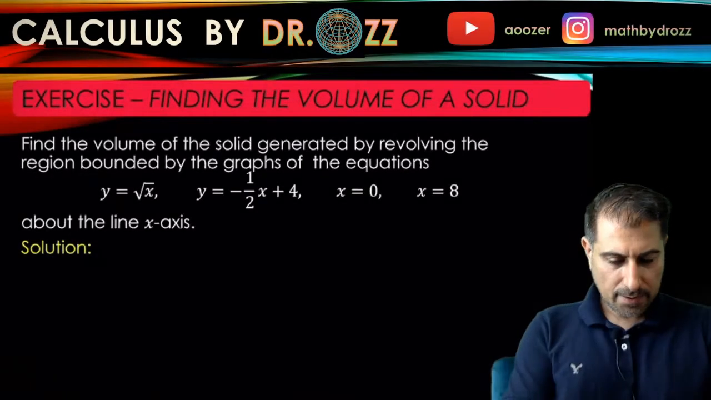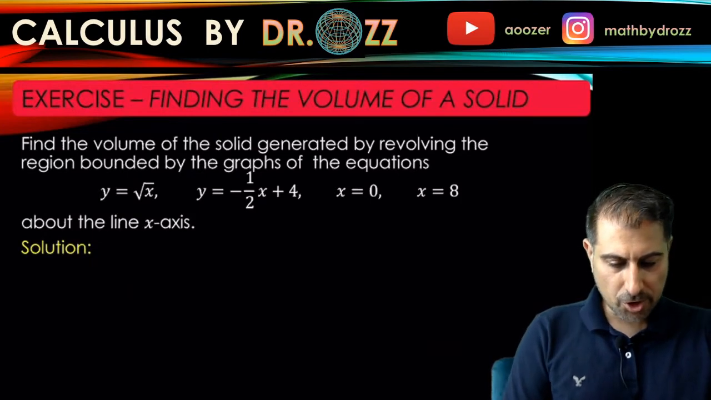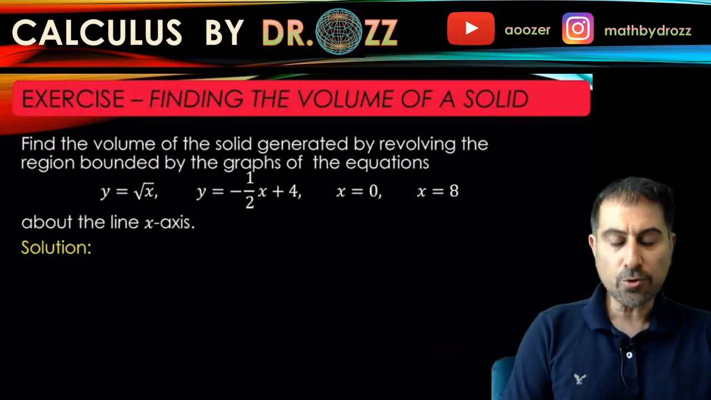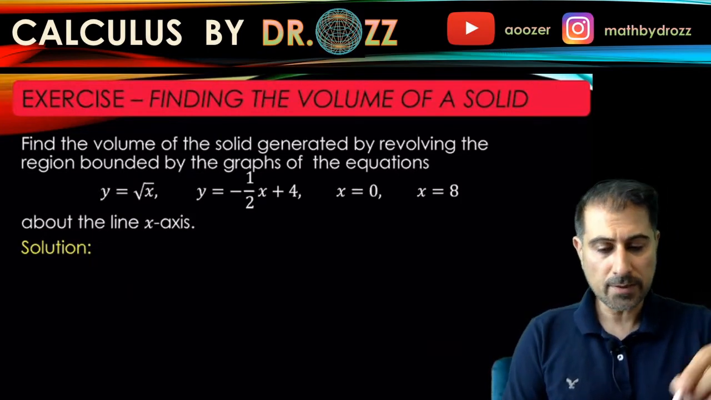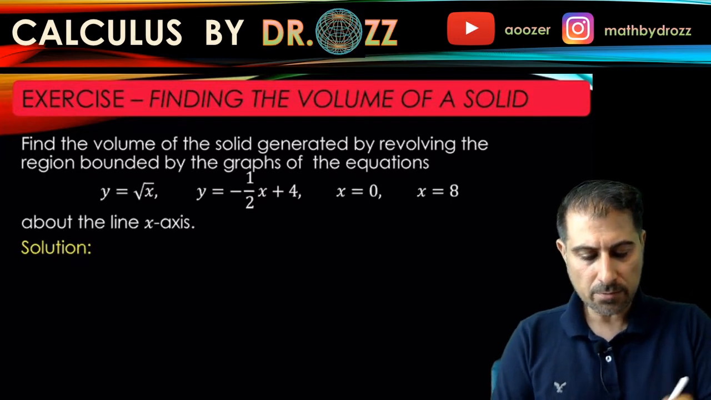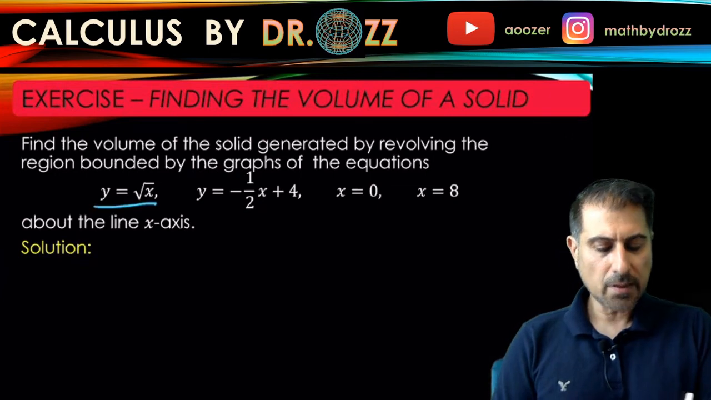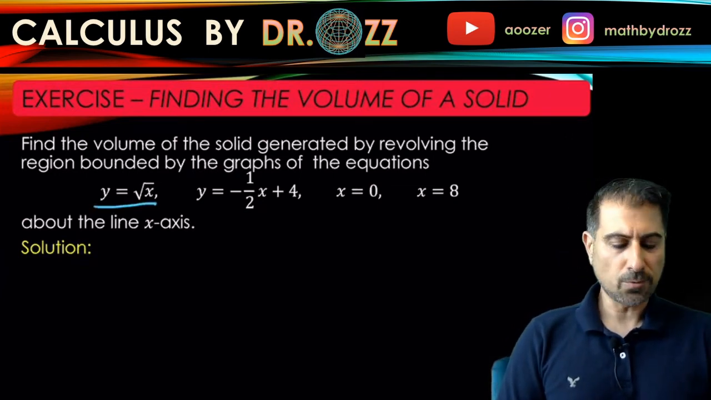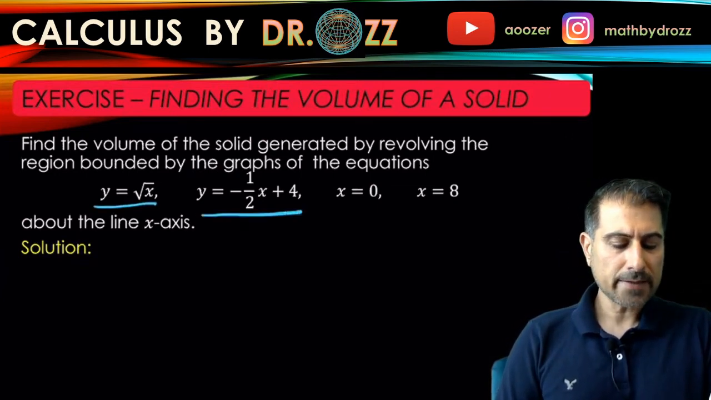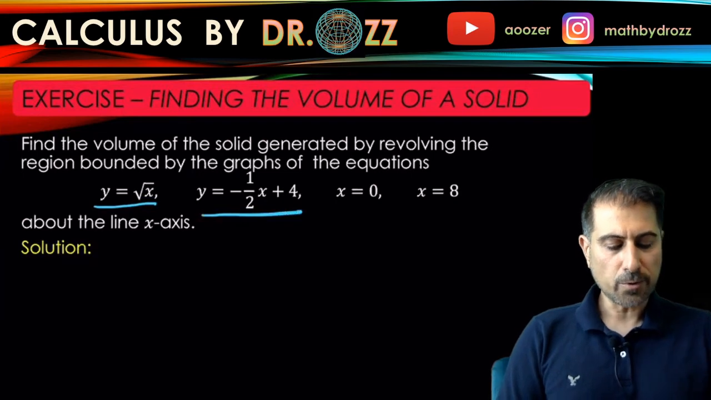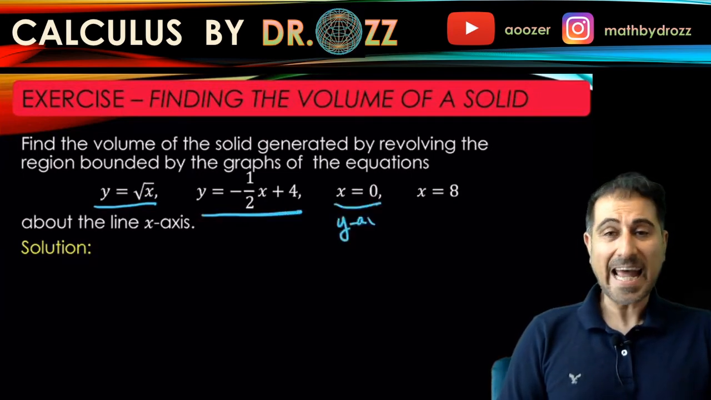All right, let's see what the region looks like, because we have four equations provided to us. We have y equals radical x, which is a parabola-type graph. This is a line, y equals -1/2 x plus 4. This is the y-axis, and this is the vertical line, and the axis of revolution is the x-axis.